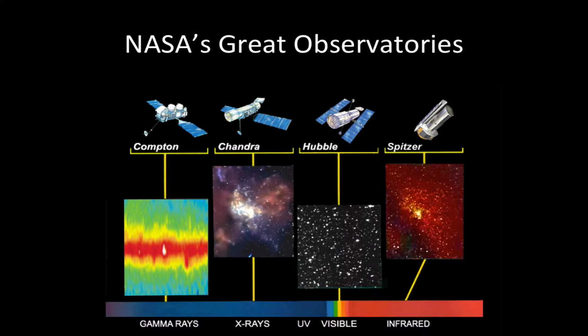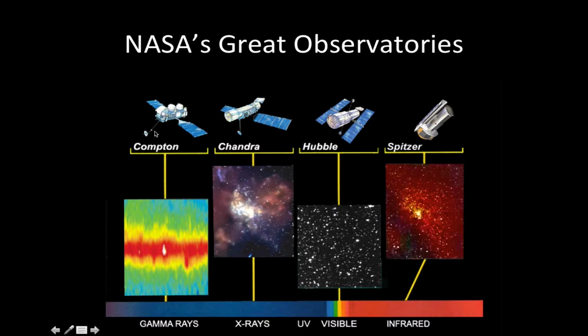This is one way of looking at the electromagnetic spectrum. On the left here, you can see gamma rays, X-rays, ultraviolet, visible, and infrared light. There are 4 telescopes that have the special name of NASA's Great Observatories. NASA has several different orbiting observatories, but only 4 are special enough to get the name Great Observatory.